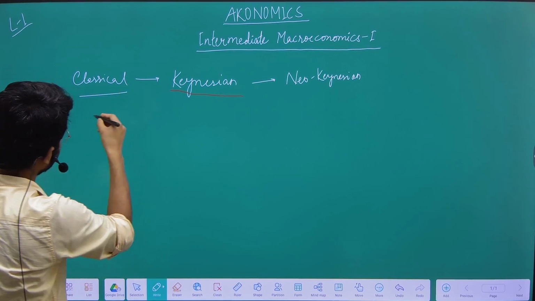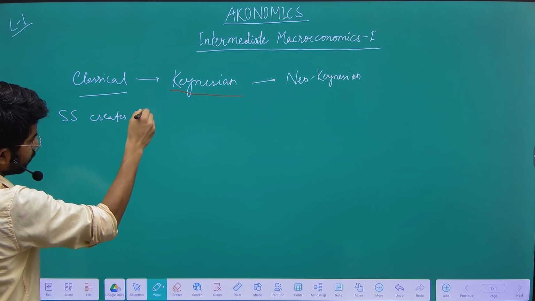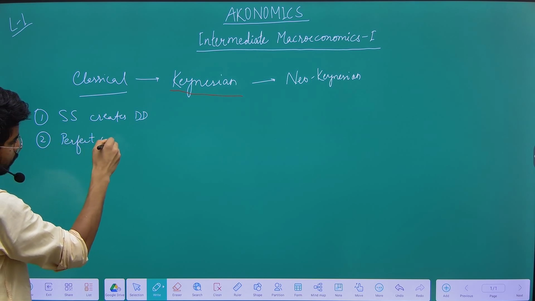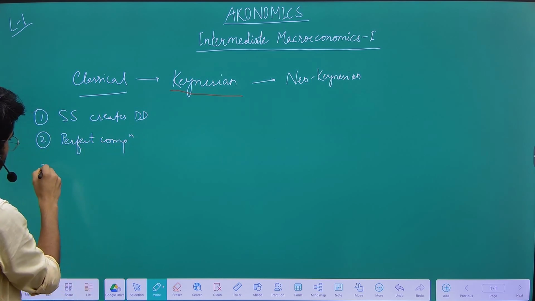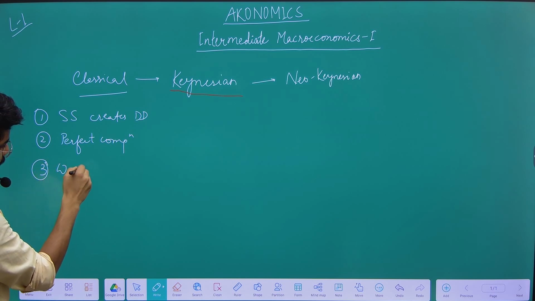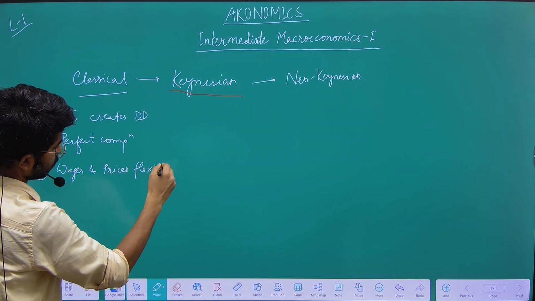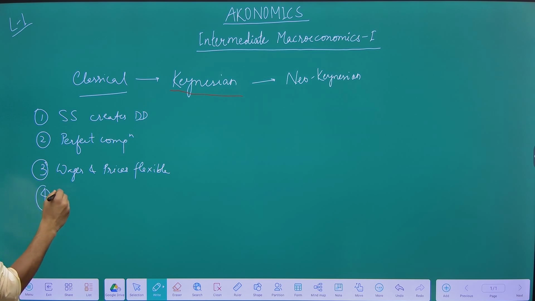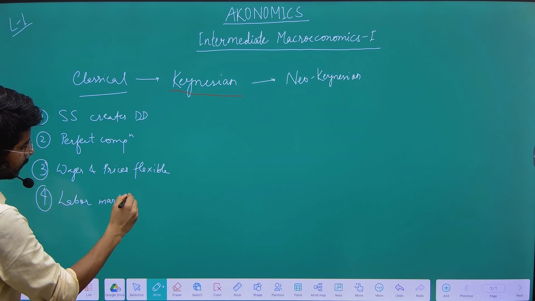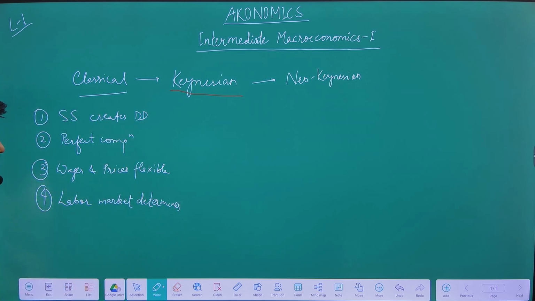So in classical theory, you had supply creates its own demand. Then you had perfect competition. Further, you had the cases of wages and prices being flexible. Further, you had the labor market determining the equilibrium. So these were the assumptions that you had for classical economics.